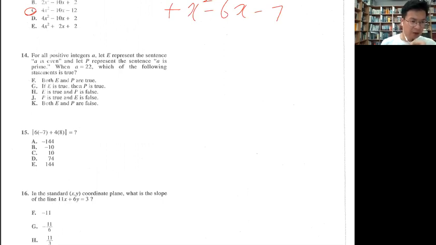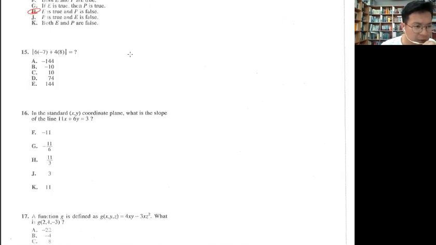A is even. A is prime. Let P represent the sentence A is prime. A is 22, which of the following is true? What? A is not right. A is right because A is 22, even, but not prime. P is not right. So, which is H? This one minus 42 plus 32 minus 10, positive 10.